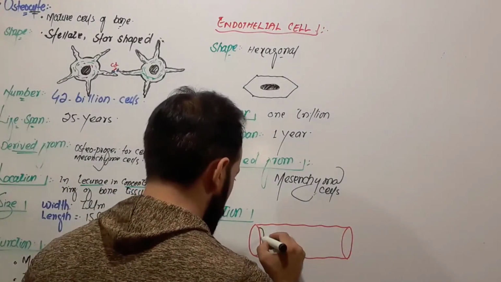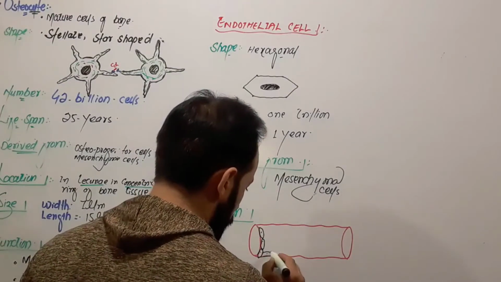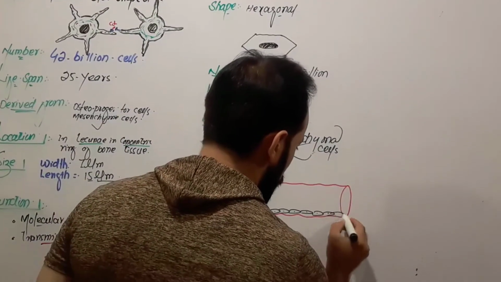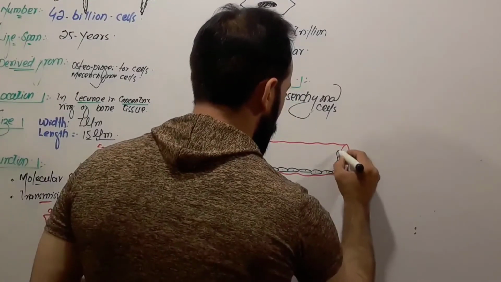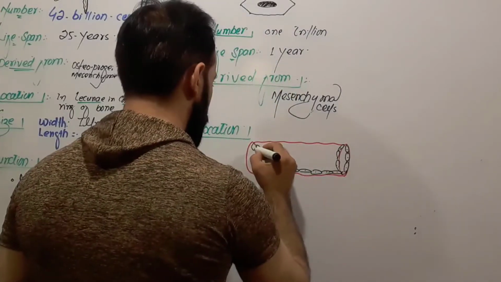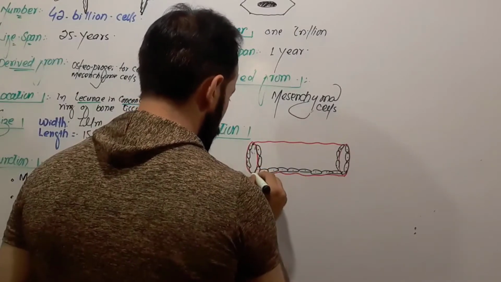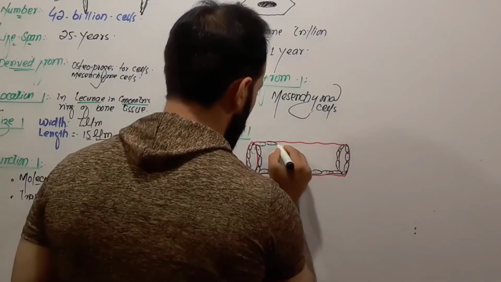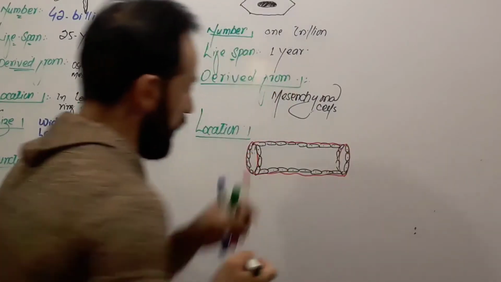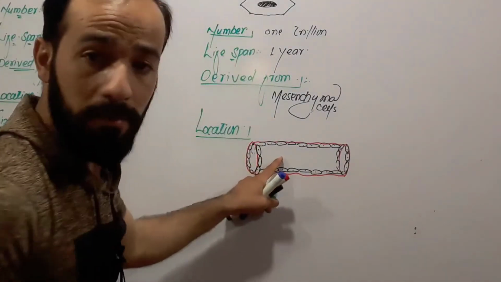Friends, I'm drawing very simply, these are the endothelial cells. Mostly they are present in the walls of blood vessels and also the capillaries. You know, capillaries are also blood vessels. So they are mostly found in the blood vessels, and they are very important. They perform very important functions. I will tell you all about these functions.